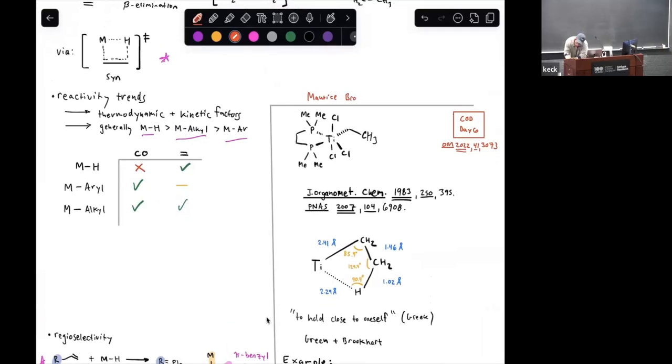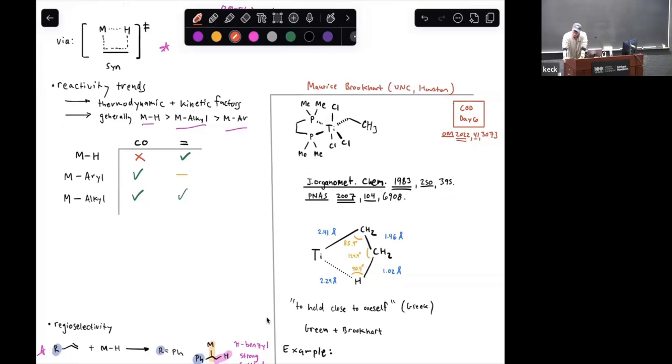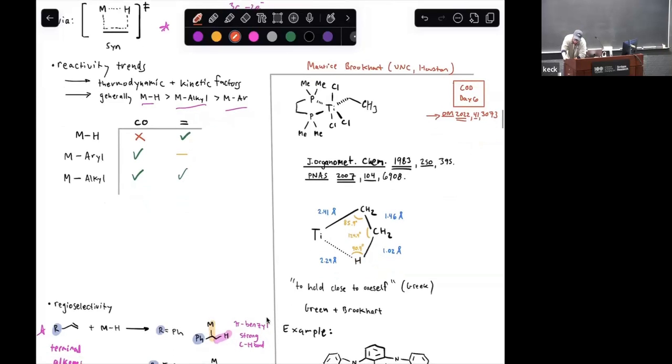We have a name that'll come up several times in the context of today's lecture, Maurice Brookhart, formerly of University of North Carolina, Chapel Hill, now at Houston. He's famous for, among other contributions, coining the term agostic interaction together with collaborator Malcolm Green, developing a series of widely used polymerization catalysts, so-called post-metallocene catalysts that we'll cover today, and a number of other contributions. There's a really nice biographical write-up of him in Organometallics that I've included as readings if you're interested in hearing more about his career.